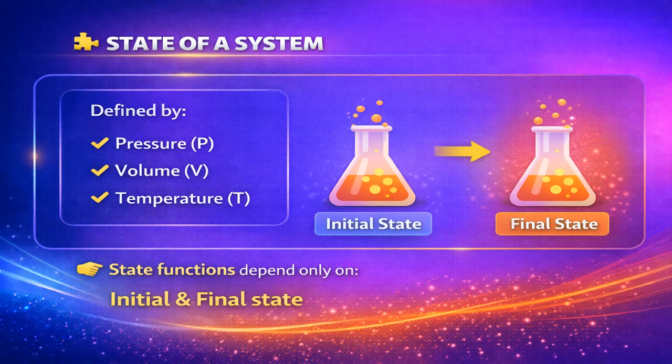The state of a system is defined by properties such as pressure, volume, and temperature. We describe a reaction by comparing the initial state before the change and the final state after the change.